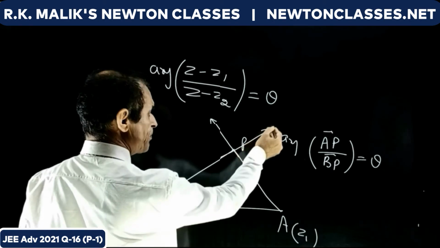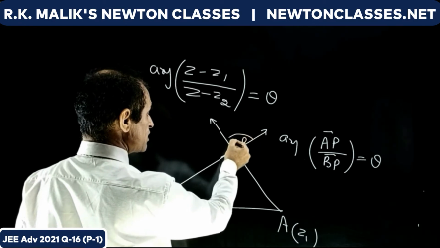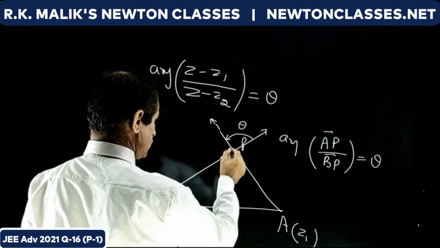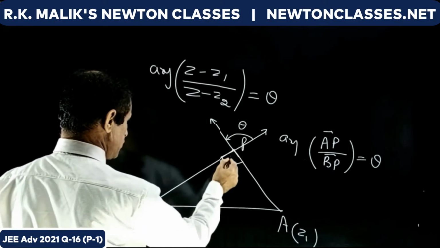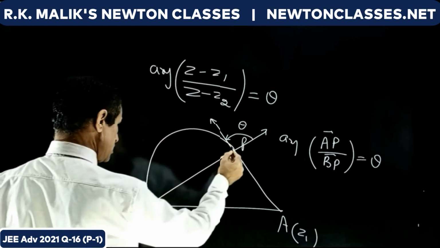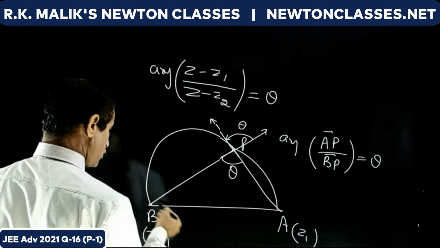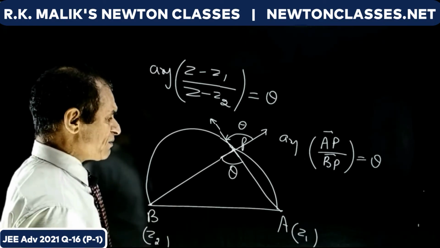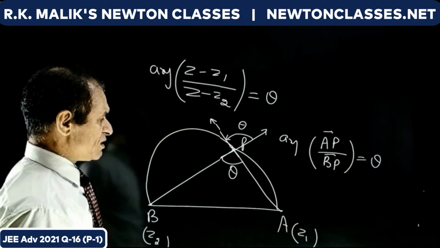Angle will start from BP vector and go to AP vector, moving anti-clockwise. This angle will be theta, and because theta is constant, this angle is constant. Because this angle is constant, the locus of this point will have to be a circle, and that too only this part of the circle, not the lower part, because in the lower part the angle will be pi minus theta.